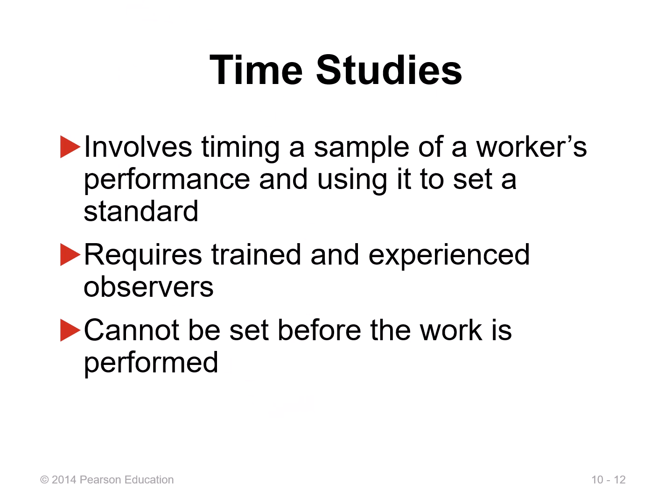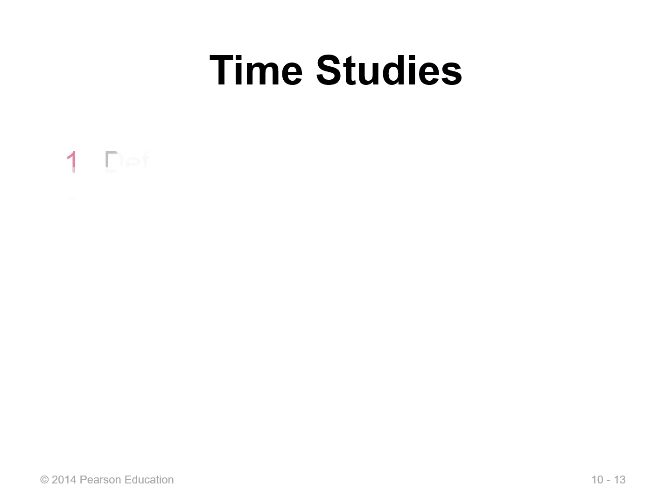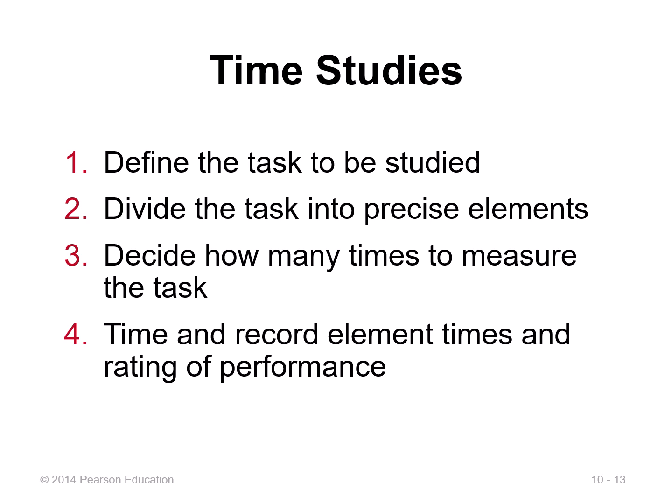So now, how do we conduct a time study? Here are the four essential steps. We need to first define the task to be studied, identifying the specific job or process to measure, and then next is divide the task into precise elements. We have to break down the task into smaller, measurable components. And then the third one is decide how many times to measure the task.